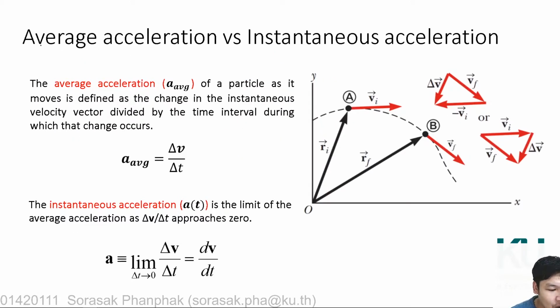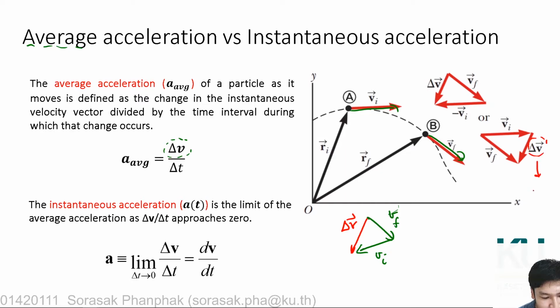So how about the average and instantaneous acceleration? If you have the change of velocity like this, the initial V and the final V, the change is the final V minus the initial V. So now what you get is your delta V, right? And when it's moving like this, the direction of delta V is the direction of A.